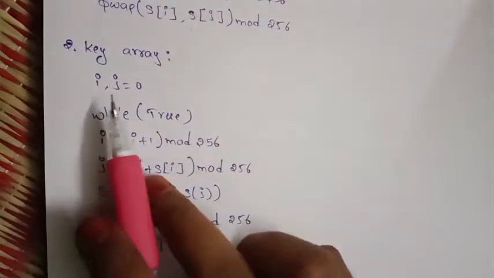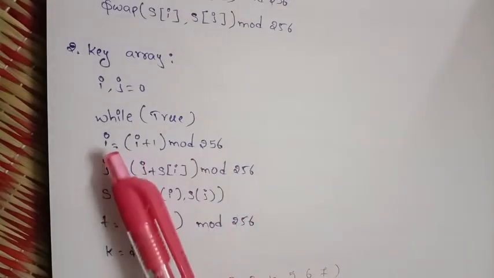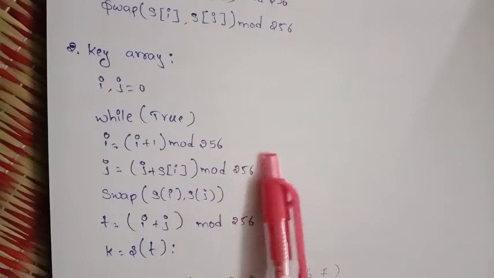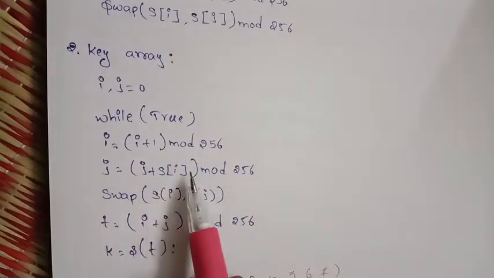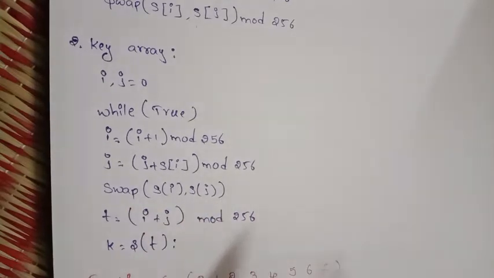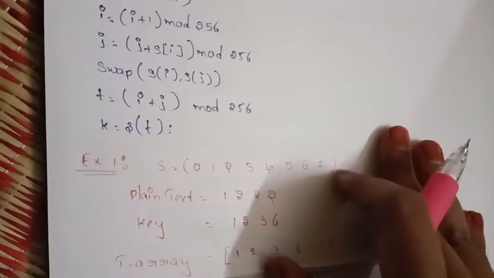So in the key array, i and j are 0 at the initial stage. While true, i equals i plus 1 mod 256. j equals j plus S[i] mod 256. Next, swap S[i] and S[j]. Then t equals i plus j mod 256. Then k equals S[t]. So let us see that, guys, through an example.